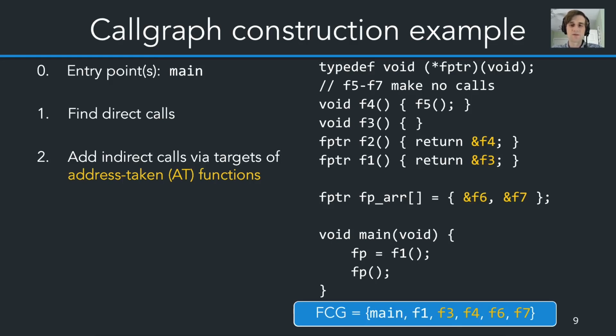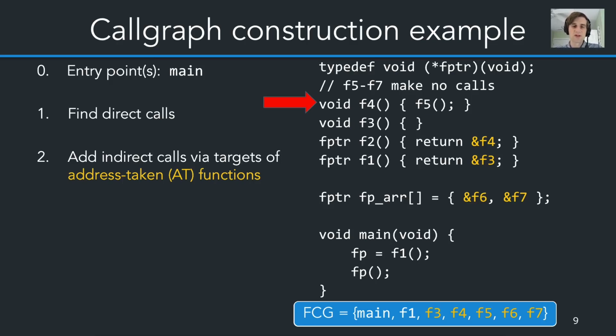Next, we visit each function that was added and recursively consider any direct and indirect calls that they make. So here, f3 is empty, but f4 has a direct call to f5, so we need to add it as well. Our call graph is now a significant over-approximation of the true call graph, but it's guaranteed to be complete.